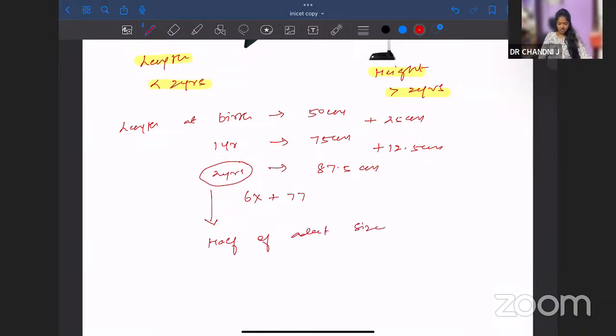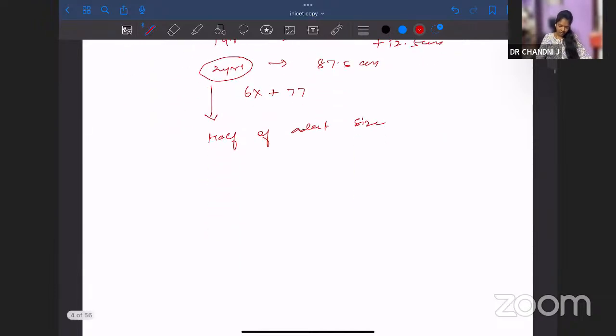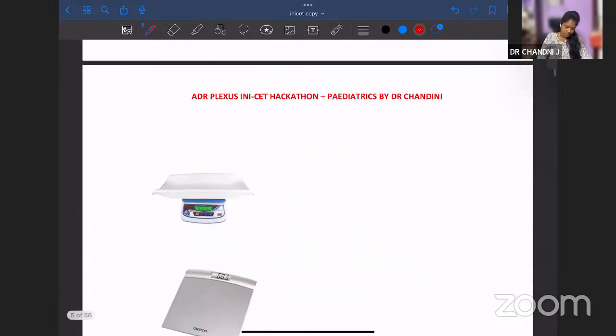Half of adult size is reached by 2 years. Clear? This is about the height. Okay. Now, the next parameter, weight. So, how to measure weight?